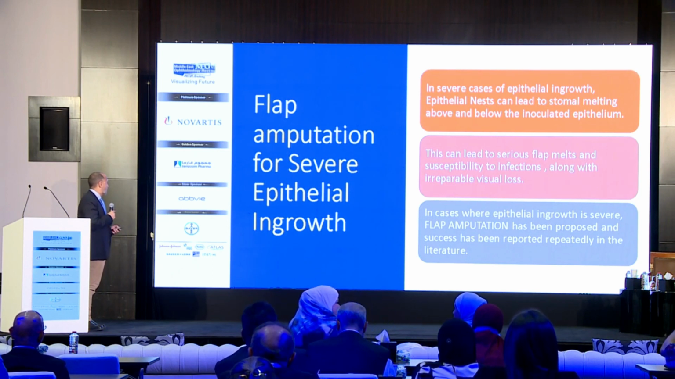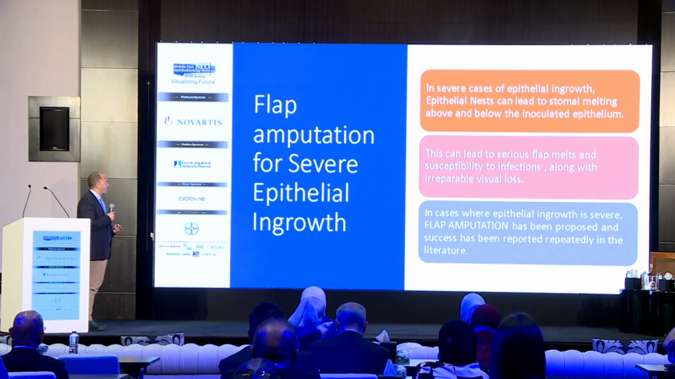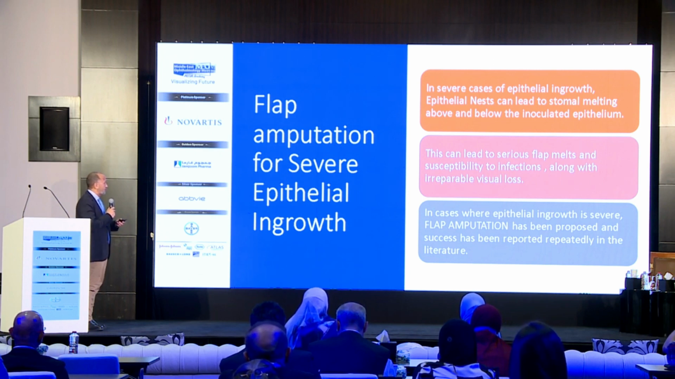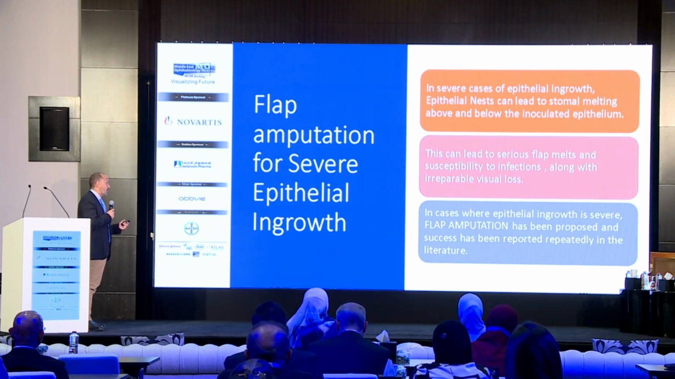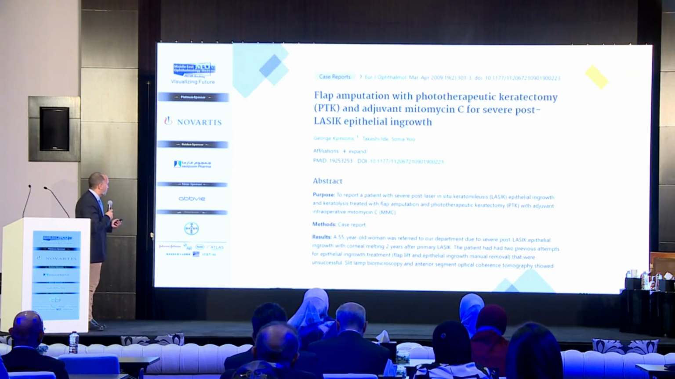So basically, regarding flap amputation for severe epithelial ingrowth, in severe cases, epithelial nests can lead to stromal melting above and below the inoculated epithelium. This can lead to serious flap melts and susceptibility to infections, along with irreparable visual loss. In cases where epithelial ingrowth is severe, flap amputation has been proposed and success has been reported repeatedly in the literature. Again, there are many studies.